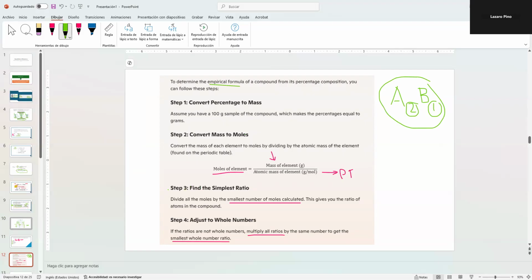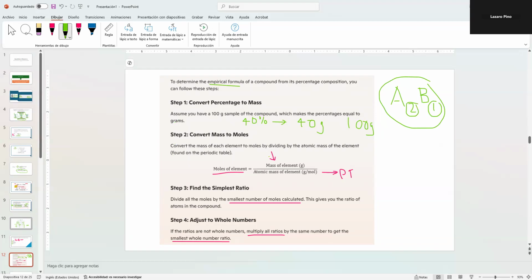What do we do? Well, step number one, we convert the percent of every element into grams. If I told you that one compound has 40% of oxygen, you consider that this 40% represents 40 grams of oxygen in a compound that contains 100 grams. Then this is the first step.